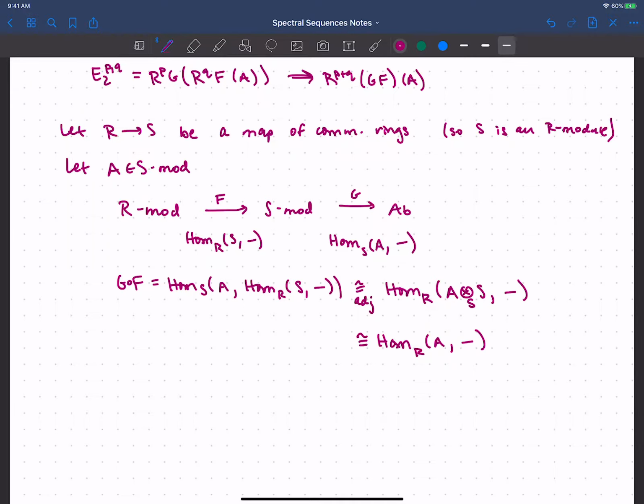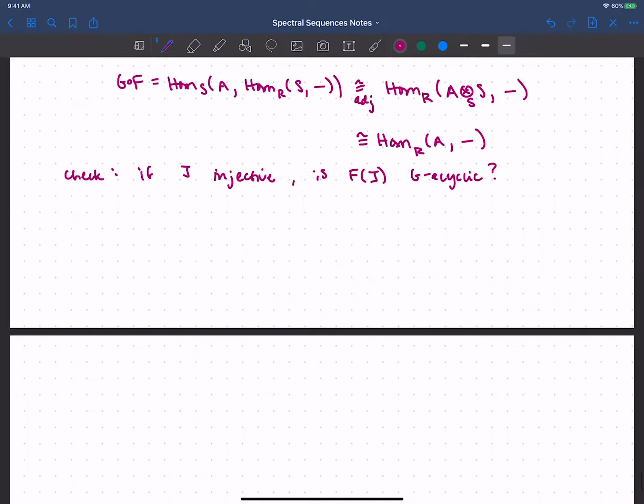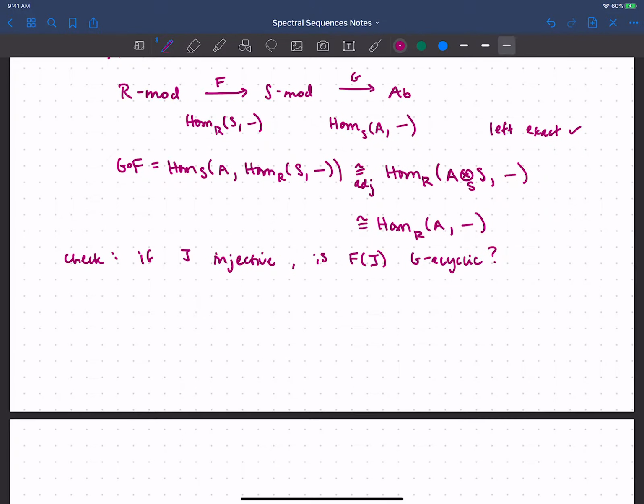Well, we need to make sure that everything applies, so these are left exact. Maybe I'll check that off. That's all well and good, but we also need to check that if J is some injective, I guess I mean injective R module, because I want to look at F of it, then the question is: is F of J G-acyclic? If so, we'll get this Grothendieck spectral sequence. Maybe let me not get the F and G off the page.